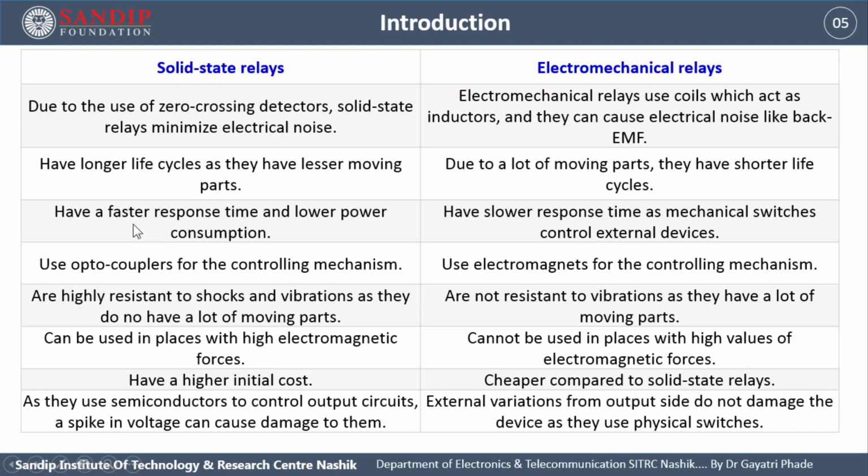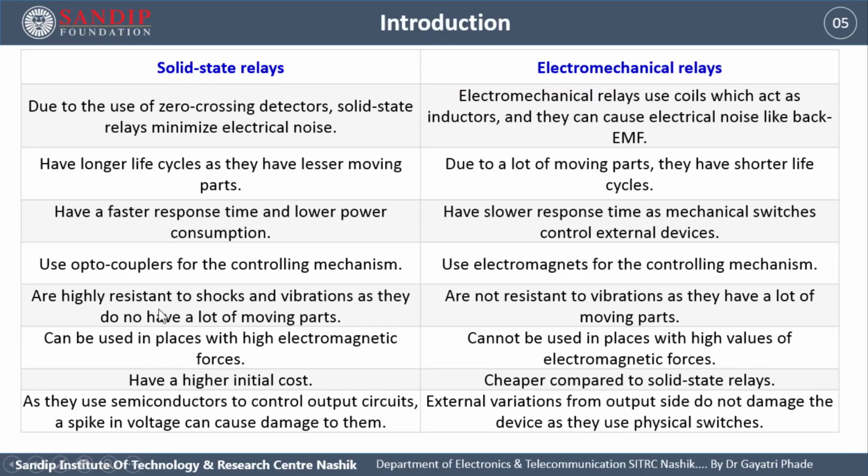Coming to the solid state relays, they are faster. They have faster response time and lower power consumption. The opposite is electromechanical: they have slower response time as the mechanical switches control the external devices. Solid state relays are used for high power devices and heavy loads. Optocouplers are used as the controlling mechanism, whereas electromagnets are used as the controlling mechanism in electromechanical relays.